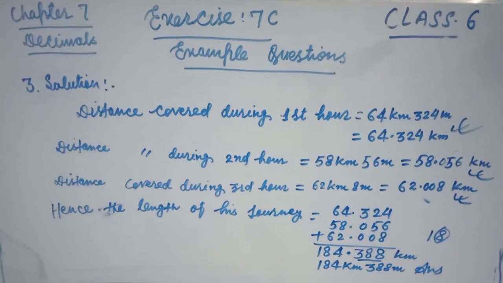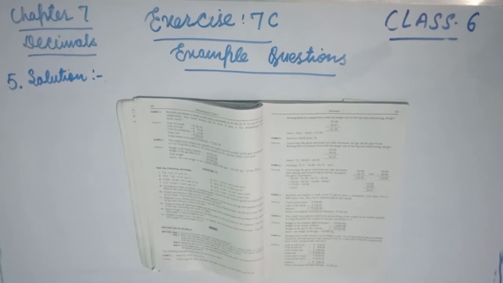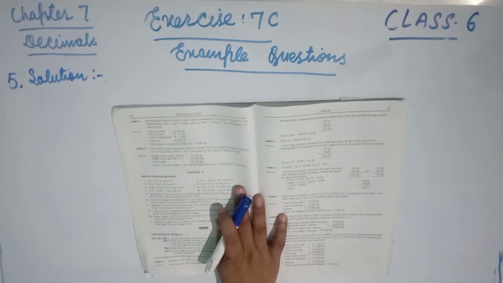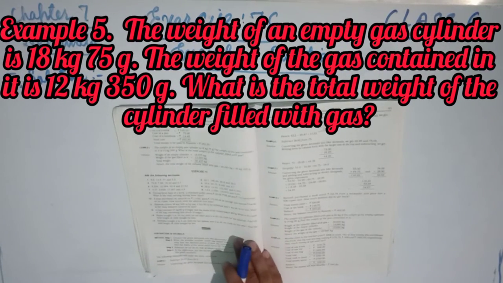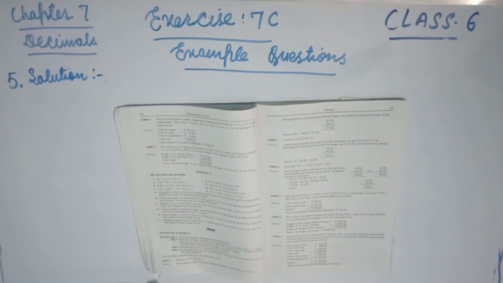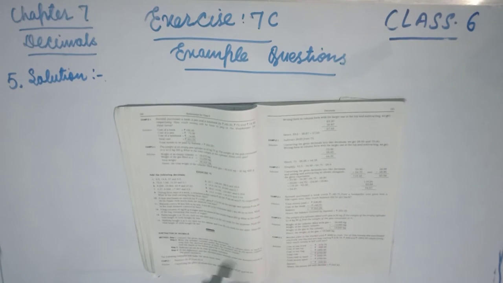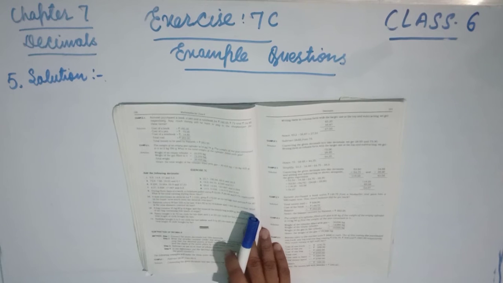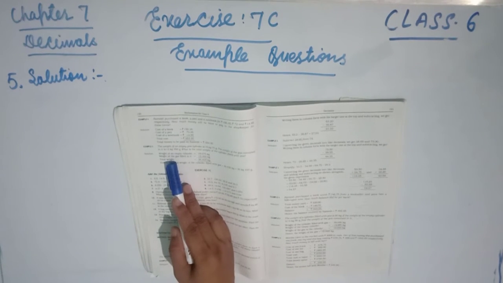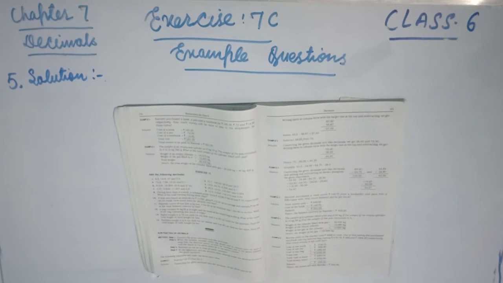I hope you will understand. Now see friends, question number 5, an example question of exercise 7c. Question number 5 says, the weight of an empty gas cylinder is 18 kg and 75 gram. The weight of the gas contained in it is 12 kg and 350 gram. What is the total weight of the cylinder filled with gas?